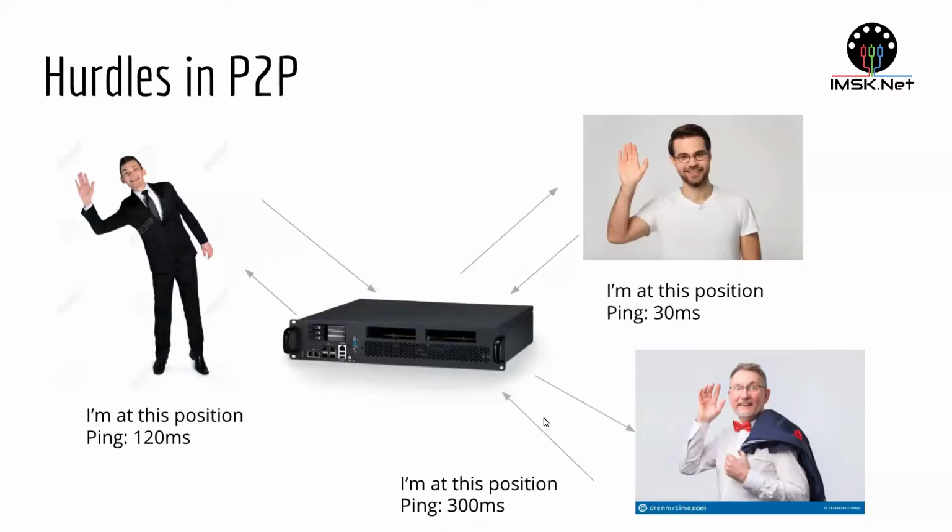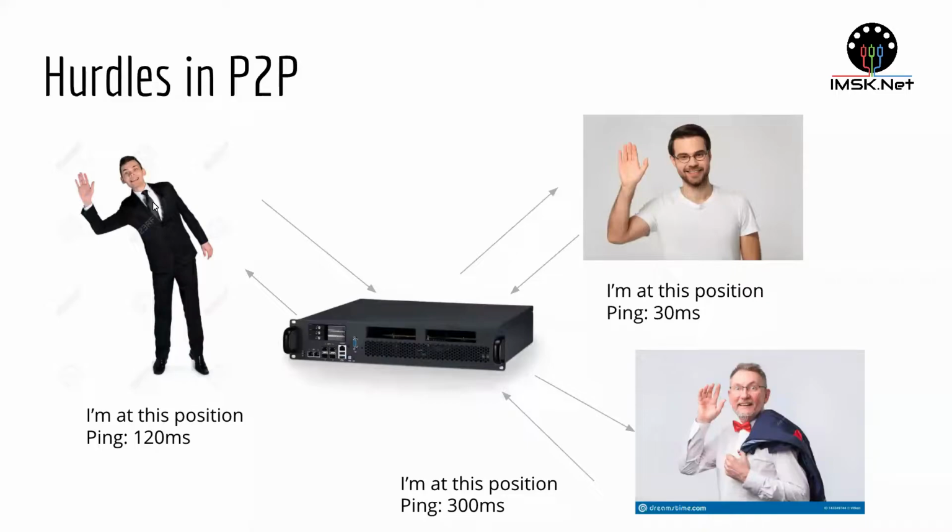I'm the guy who has a slower internet connection. And I'm saying, hey, I'm at this position, guys. I'm at the house right now. And I give you a ping of 300 milliseconds. So a ping is basically the time it takes for this packet to reach the server and from there to the other person. So this guy communicates to the server at 120 milliseconds, right? So I say I'm at this position. So when this packet reaches this guy, it will be around 420 milliseconds. That's less than a second.